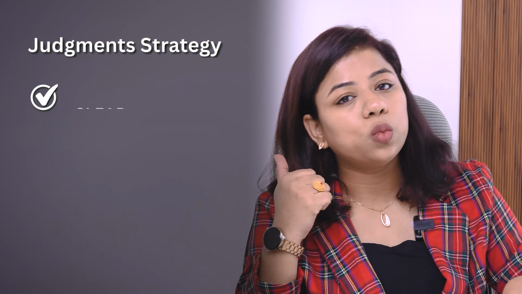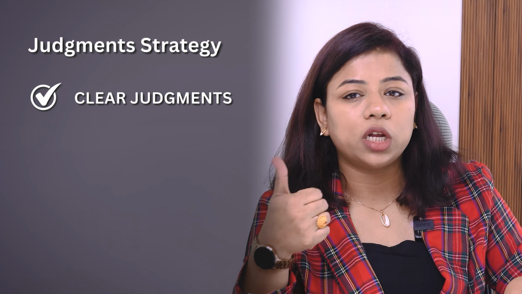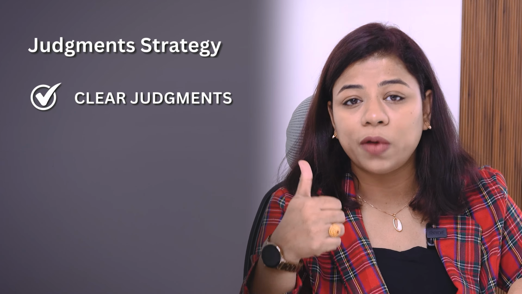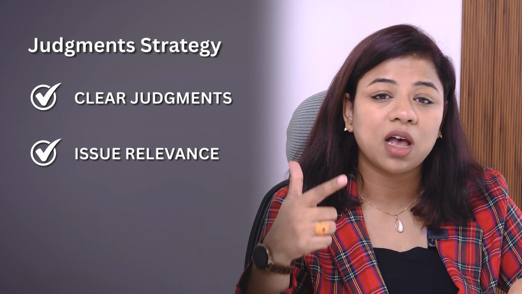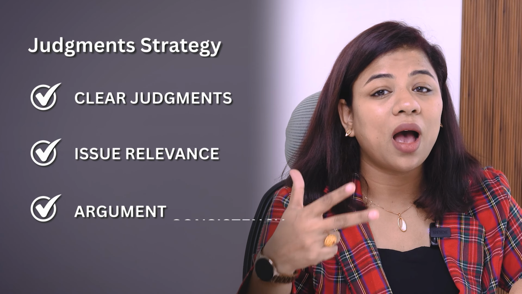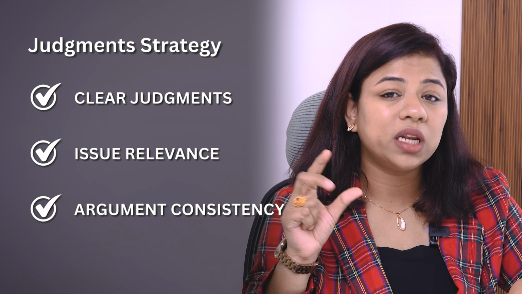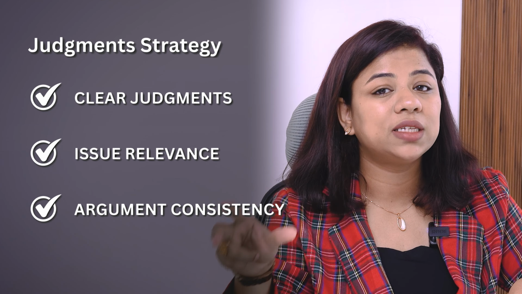The third criterion is judgment strategy. One, clear judgments: a decisive statement about effectiveness. Two, issue relevance: all judgments address government hunger reduction. Three, argument consistency: the conclusion matches the evidence and reasoning provided.